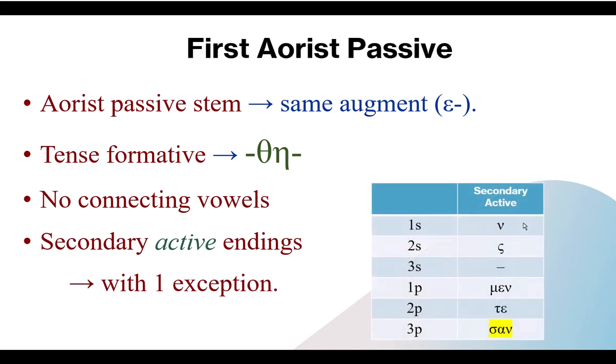So here are the secondary active endings. So we have nu, sigma, a null, and then men, te. And the normal secondary active endings have a nu here. This is replaced by a san, sigma alpha nu. It's like the sigma alpha from the regular active and middle aorists has been imported over here so that we can detect the third person plural more easily.